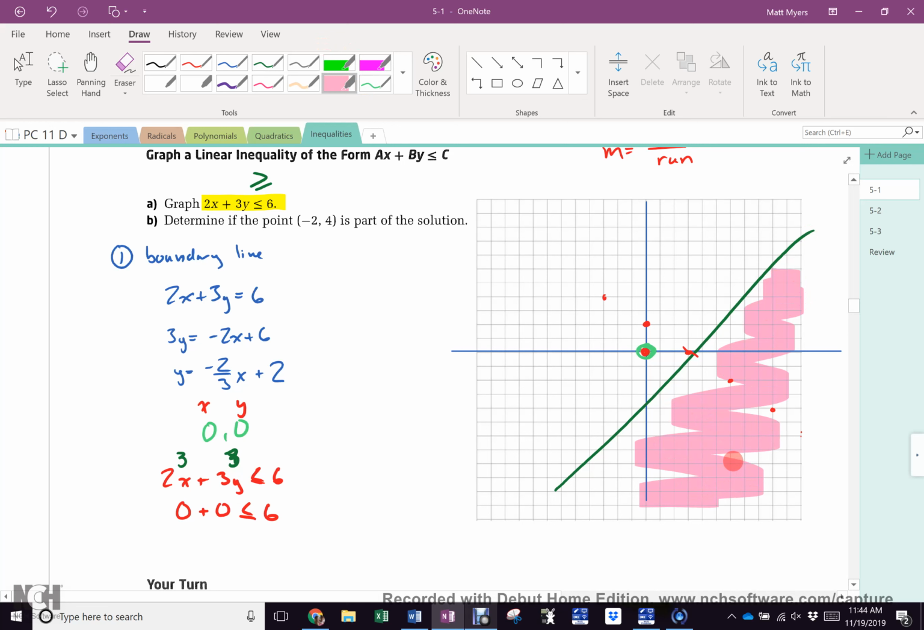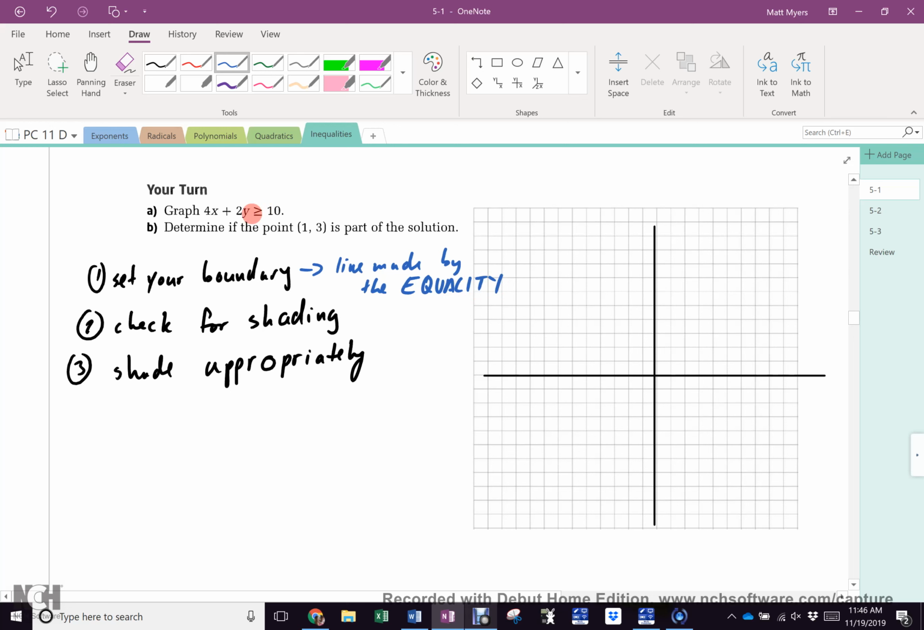Remember, your boundary is the line made by the equality, not by the inequality.